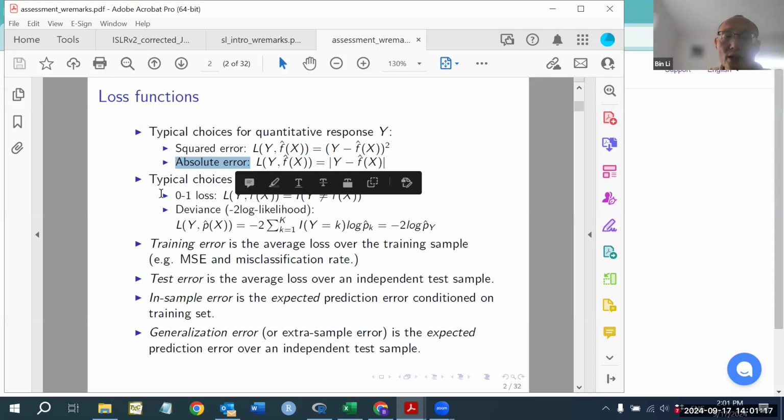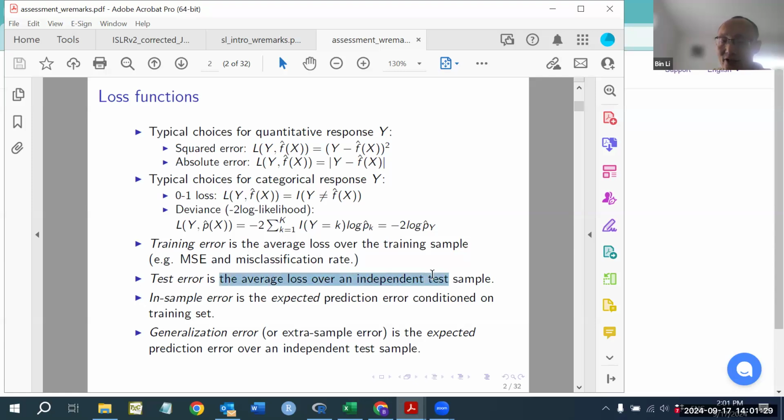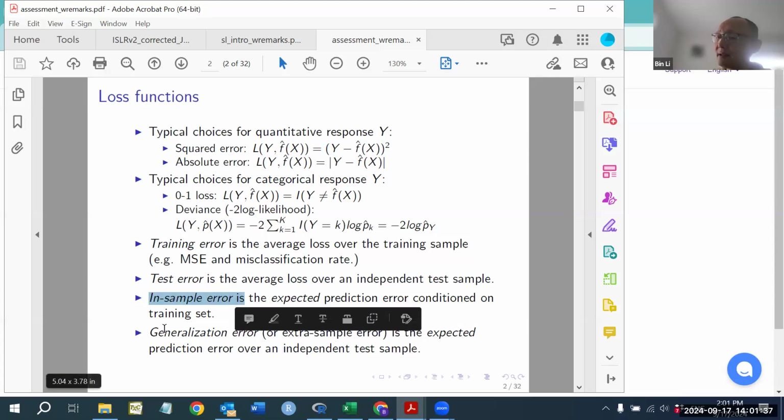Similarly, for classification, we have similar situations. The training error is the average loss over the training samples. Test error is the average loss over the test samples. And another error is called in-sample error. So what is in-sample error? For the in-sample error, first of all, it's expected.